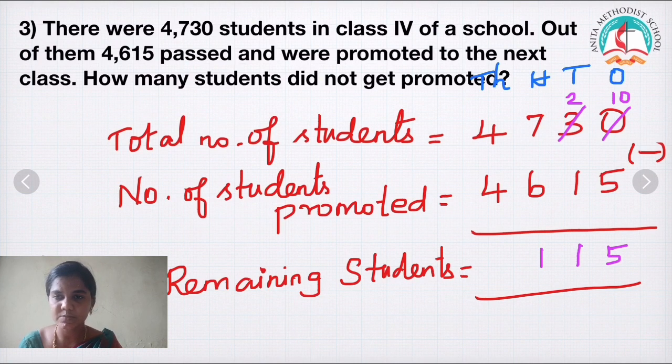In thousands place we have 4 and 4. If I subtract the same number, what will be the answer? 0. So how many students are remaining? 115 students are not promoted to the next class.